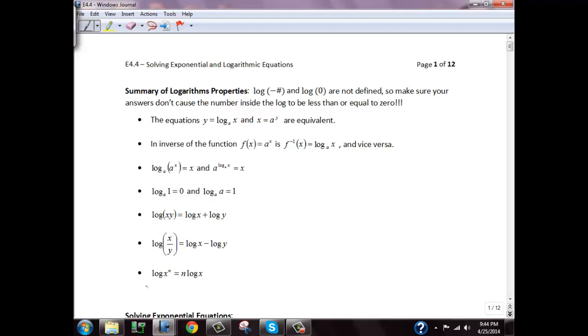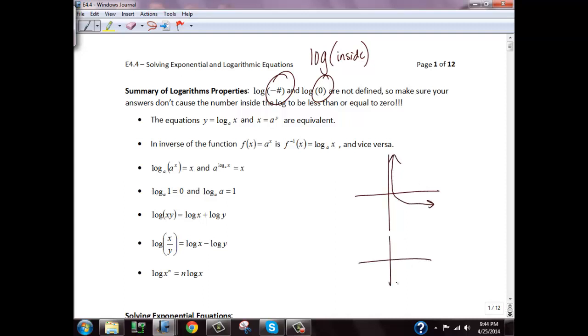All right, so now I want to go over E4.4, which is solving exponential and logarithmic equations. Anytime we solve for logs and our unknown is inside the log, notice we cannot take log of a negative and we can't take log of 0. The reason is because if you graph a log, it always looks like this. I can't plug in negative numbers and I can't plug in 0 because my function has an asymptote there. So it's never going to be negative, it's never going to be 0.